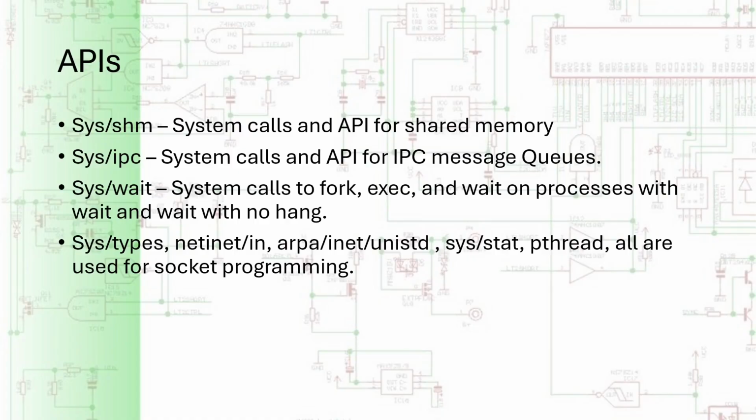Some system APIs that I'm using are for shared memory, IPC for IPC message queues, sys/wait for waiting on forked and executed processes, and of course, even if I don't wait for them, with no hang. So still detached, but keep track of the process and make sure that the process is actually still running. And of course, sys/types, net, inet, arpa/inet, all part of socket programming.